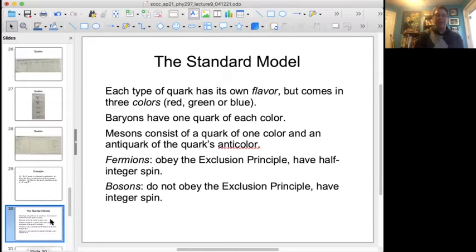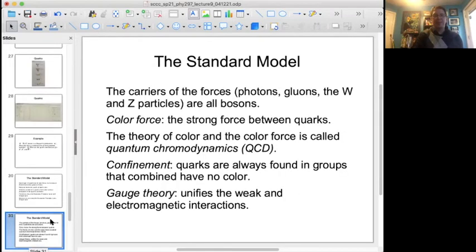The fermion obeys the exclusion principle and has half integer spin. Bosons do not obey the exclusion principle, and they have whole integer spin. And so the carriers of the forces, the particles that regulate the forces, are all called bosons. Again, they're called gauge bosons in particular. And so it was gauge theory that unified the weak and electromagnetic interactions. And the theory of color and the strong force is called quantum chromodynamics. So that's about the strong nuclear force.